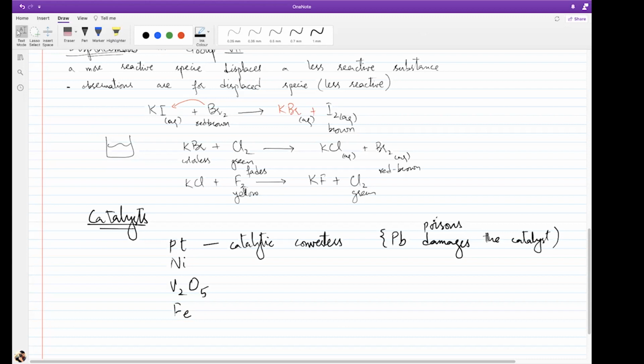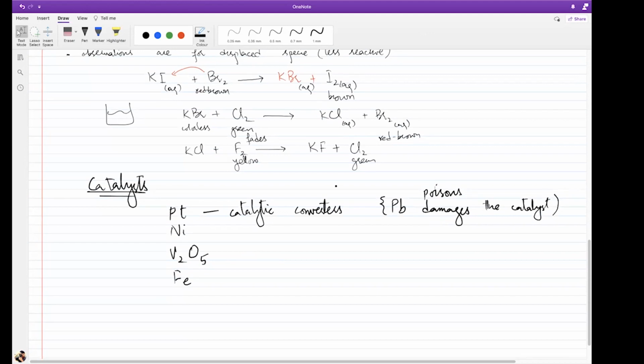So where do we use them? So nickel is used in hydrogenation.